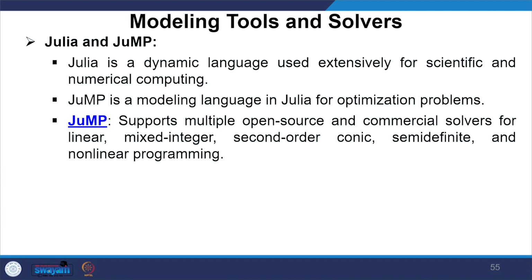Finally, we do have one more application popularly known as Julia and JuMP. Julia is a dynamic language used extensively for scientific and numerical computing, and JuMP is a modeling language in Julia for optimization problems. JuMP supports multiple open source and commercial solvers for linear, mixed integer, second order conic, semi-definite, and nonlinear programming applications. So, with this we come to an end of today's lecture. Thank you very much for your patient listening.